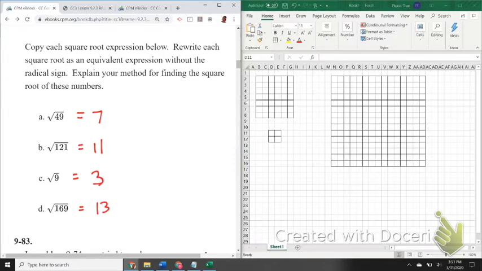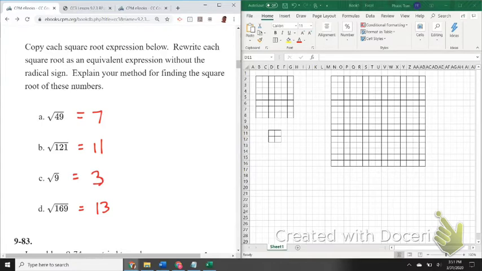Okay, so that is your method. You're basically unsquaring 49. That's another way you can think about that. So again, this is something you're familiar with, or you should be, most of you guys.